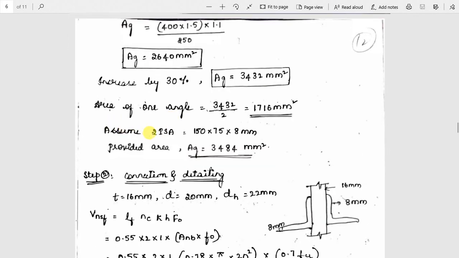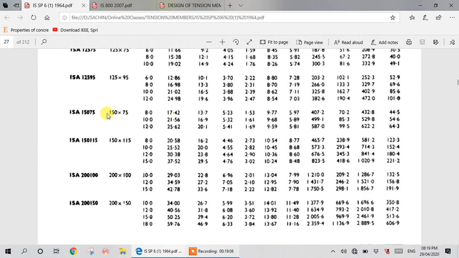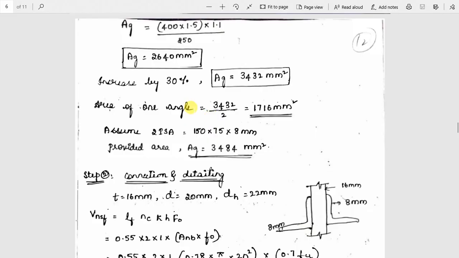Now I will be going with ISA 150 75 8 mm. Let's check that in the steel table. For 150 75 and 8, the sectional area is 17.42 centimeter square, and this is for single angle section. For 2 angles combined, the provided area will be 3484. So required was 3432. The provided is 3484 with 2 angles of ISA 150 75 8 mm.